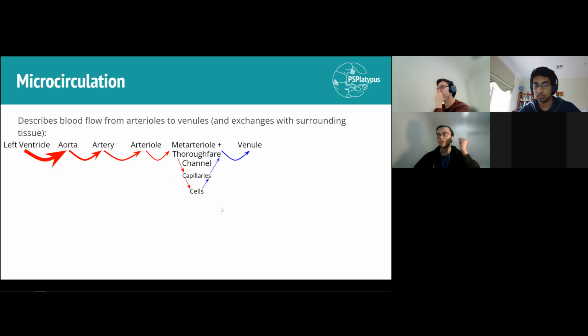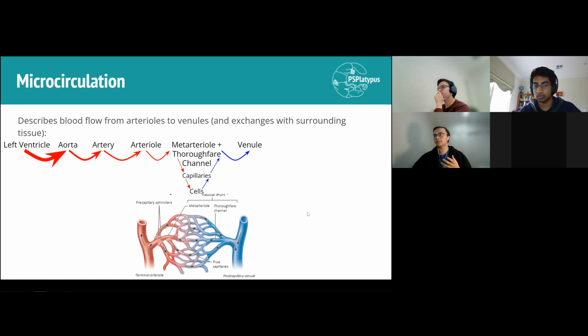And then from here, you also have the exchange of things like carbon dioxide to get rid of from the cells, and then back up through the capillaries into the arterial thoroughfare channel system, out through the venule. And that's sort of how you have this blood being moved around and perfusing tissue. And the diagram at the bottom here shows exactly that.